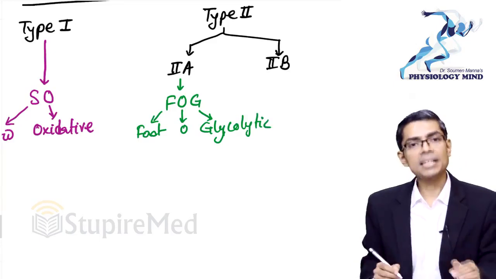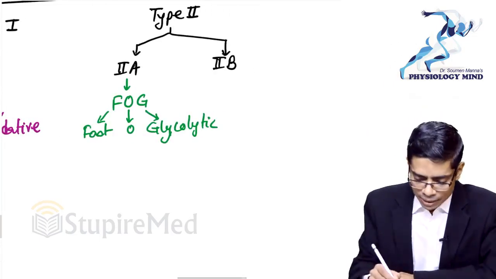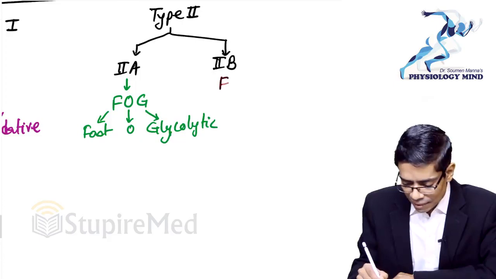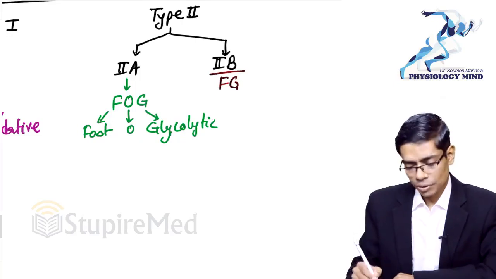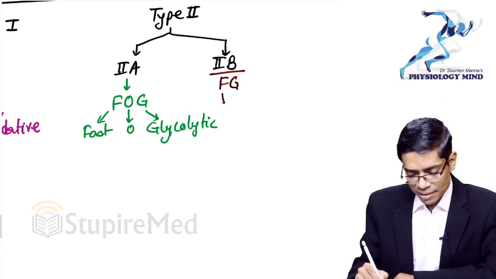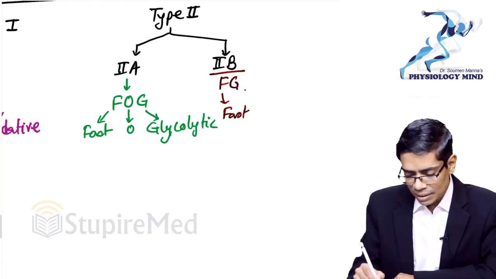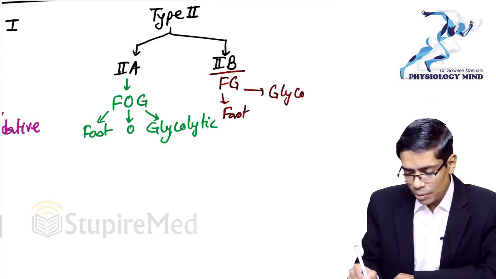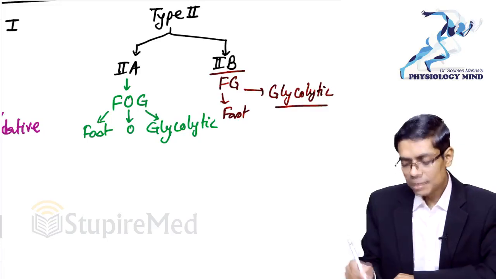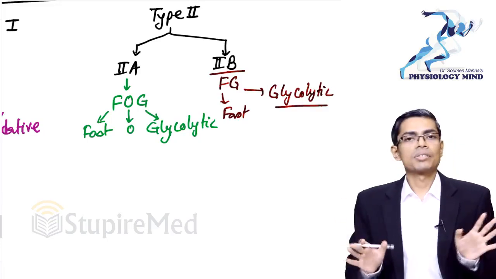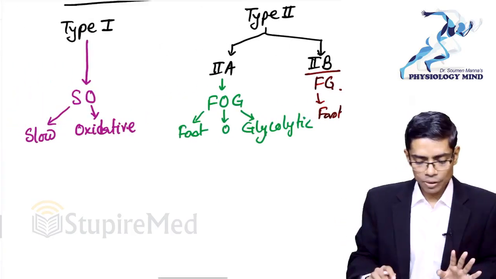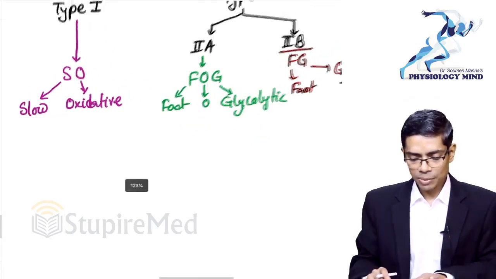So metabolism is mainly glycolytic type. And type 2B, they are FG type. So obviously F stands for fast, and G stands for glycolytic. If you remember like this, all the features will be derived from this name only. Okay, so we are starting. What is the difference between all these three types?